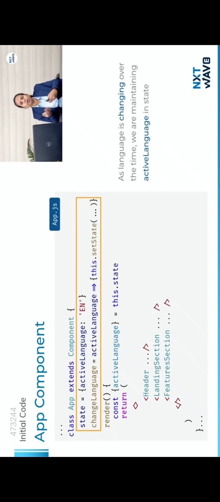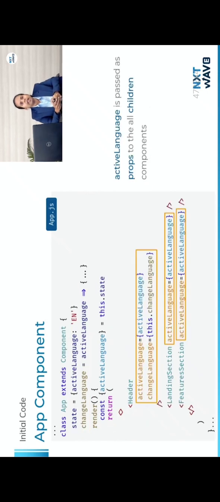Okay, clear? If you go through the code, this is very similar to the ones that we have done previously. You'll get an understanding. Now coming to the header, landing section and features section, let's understand the props that are being passed.